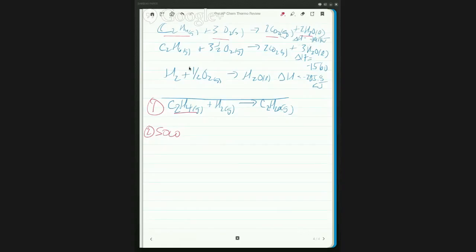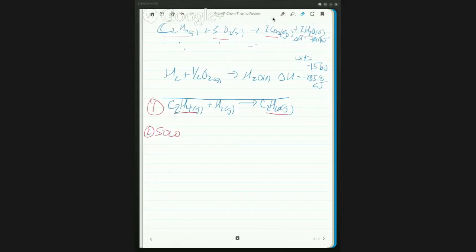Okay, great. The second one, I've got C2H6 right here. Is that in the other two? I would say no, and it's on the product side. So what I'm going to have to do is flip this reaction. I'm going to rewrite this.